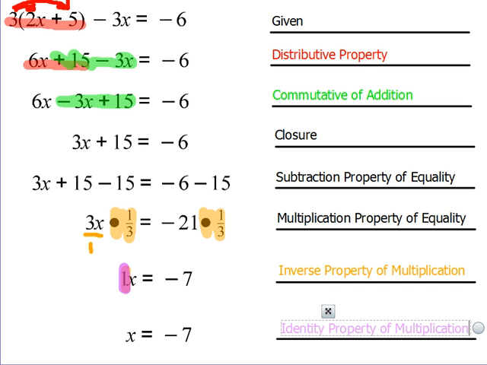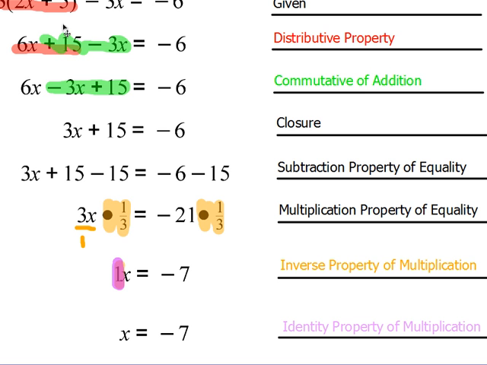So just to sum all this up, remember all you have to do is identify the two things that are different in each step and figure out which property says that you're able to do that.